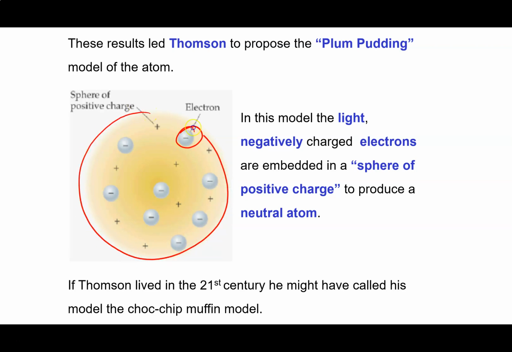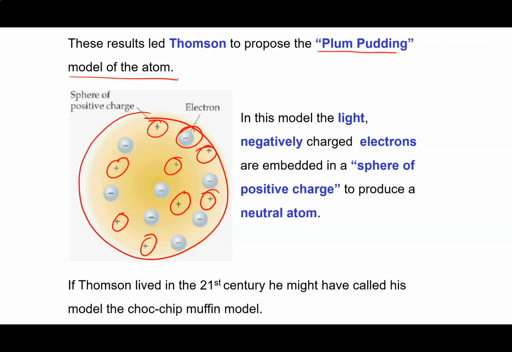So whatever makes up the rest of the atom has to be positively charged to offset the charge on the electron. So Thomson proposes like the simplest model possible. It's called the plum pudding model. And some of you guys talked about this in your discussion in class.